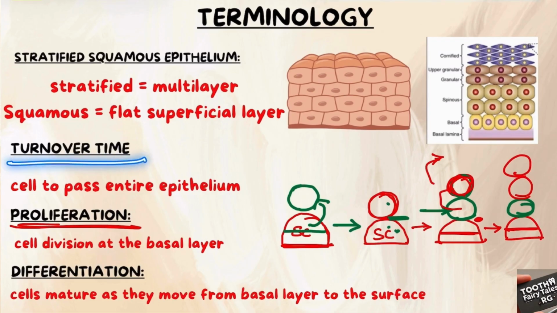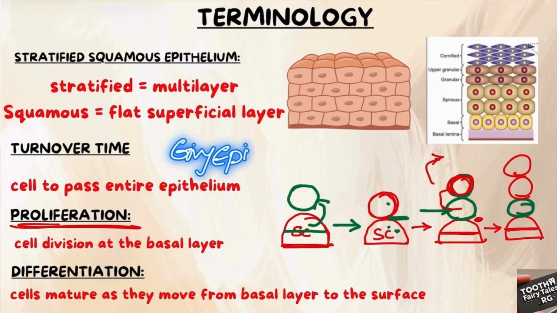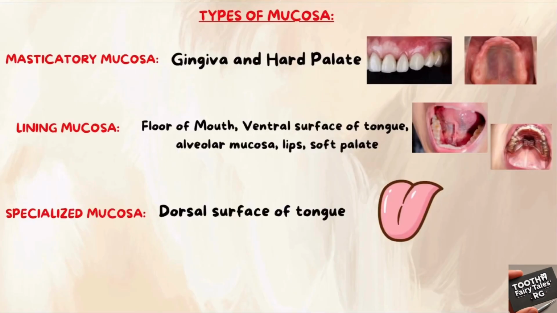What is turnover time? Turnover time is the time it takes for a cell to be created at the bottom layer, move up through all the layers, and finally shed off from the surface. In gingival epithelium, the turnover time is 41 to 57 days. So it takes about 1 to 2 months for a cell to complete its journey from the bottom layer to the surface.